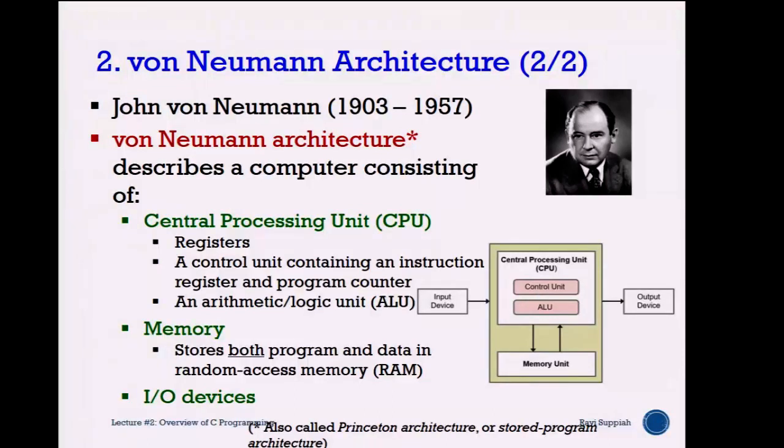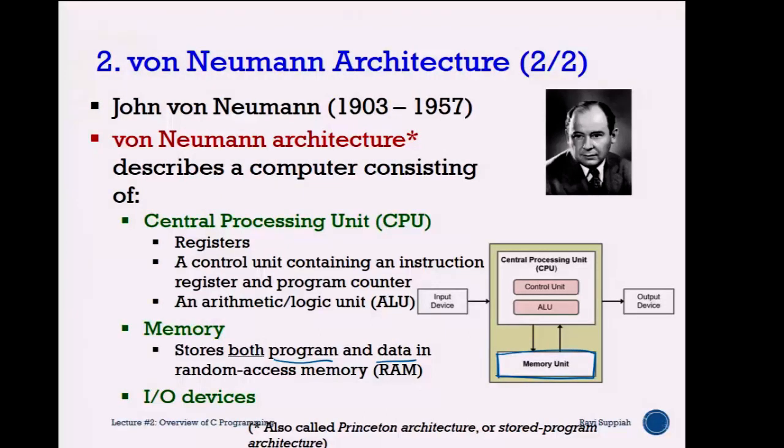At the architecture level, there are two main architectures for computer design. One is called von Neumann, named after the person who created it. The other one is called Harvard architecture. We are going to look at the von Neumann architecture instead of the Harvard architecture because it's a lot easier. Why is it a lot easier? Because in von Neumann architecture, the whole idea is you have a single memory unit to store program and data.